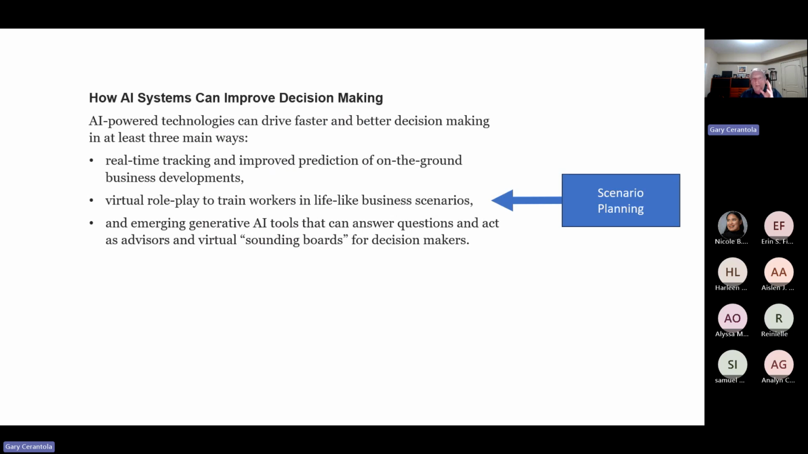But AI is just amazing, to be able to come up with three plausible ones once you feed it the right information. Like I did a small scenario planning example for you, and I can't remember where I put it, but it's out there in your course to really get a sense of how AI helps you do scenario planning. It can do real-time tracking and improve prediction on the ground of business developments. It gives you a virtual role play, and it's generative, so it's a good sounding board. This has really put scenario planning on steroids.